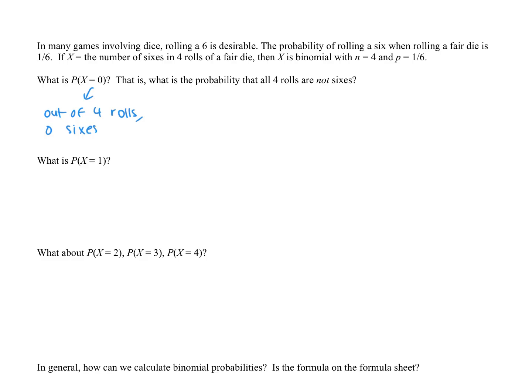Well, if we've rolled 4 times and we got 0 6s, that means all 4 rolls are not 6s. So what is the probability of not a 6? 5 out of 6. They're independent, so we can take it to the 4th power for all 4 rolls. 5 out of 6 for the first roll, 5 out of 6 for the second roll, and so forth. That gives us about 0.482.